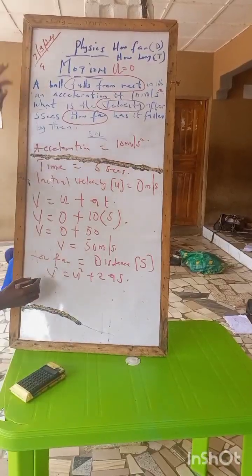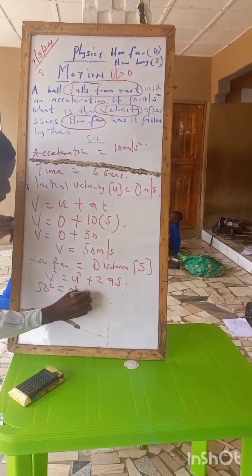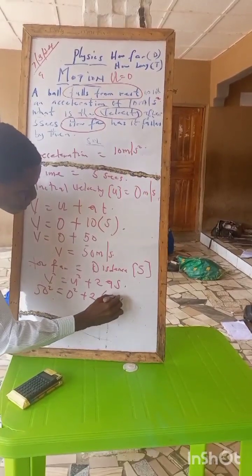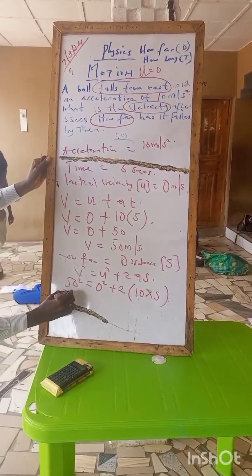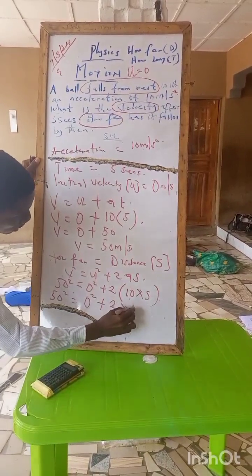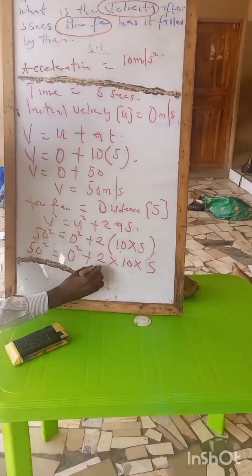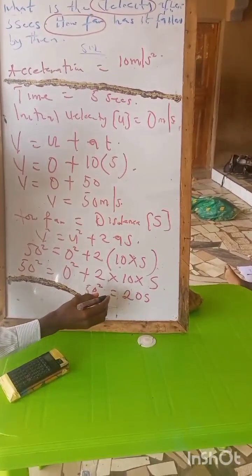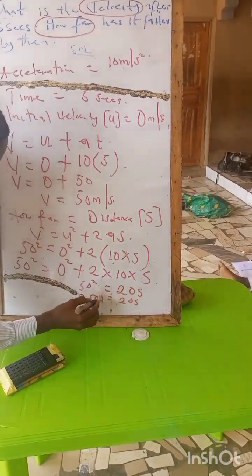So our v is 50 squared, equals 0 squared, that's our u, plus 2 into brackets our a, which has been given to us, that's 10, times our s, that's what we calculate. Then we have 50 squared equals 0 squared plus 2 times 10 times s. Then we are left with 50 squared equals 20s. Now if I work it out, we have 2,500 equals 20s.